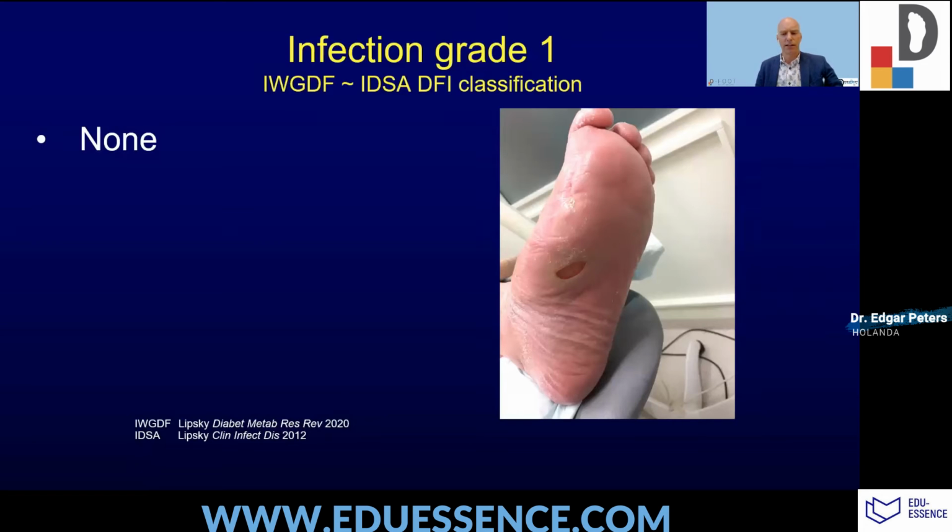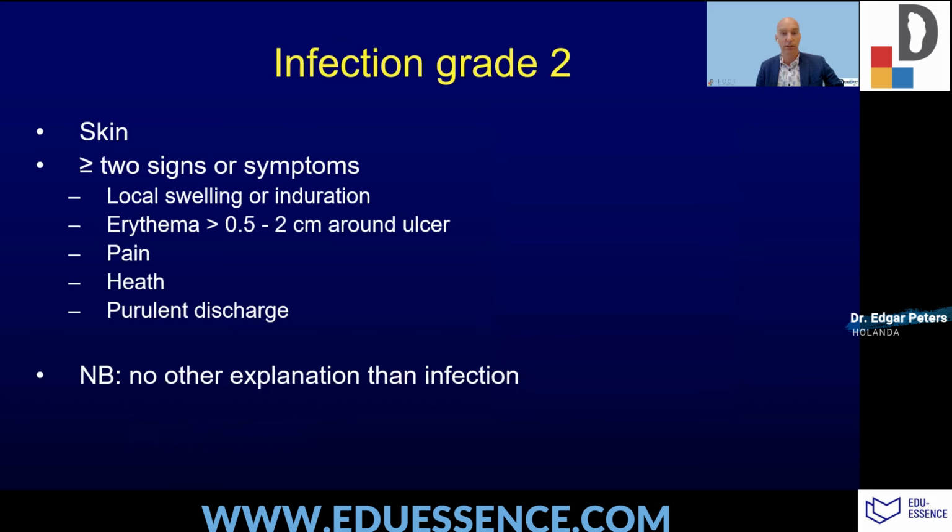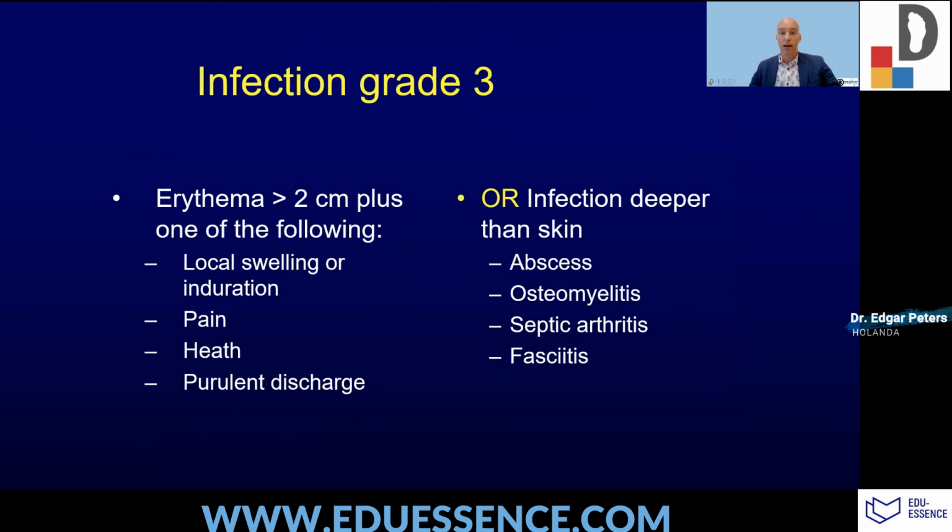Now, how do we define a severity of infection? Well, the International Working Group of Diabetic Foot and the IDSA have made a diabetic foot infection classification, where infection grade 1 is no infection. Infection grade 2 is 2 or more signs or symptoms of inflammation: swelling, erythema, pain, warmth, pus, and no other explanation than infection, so no gout, for instance.